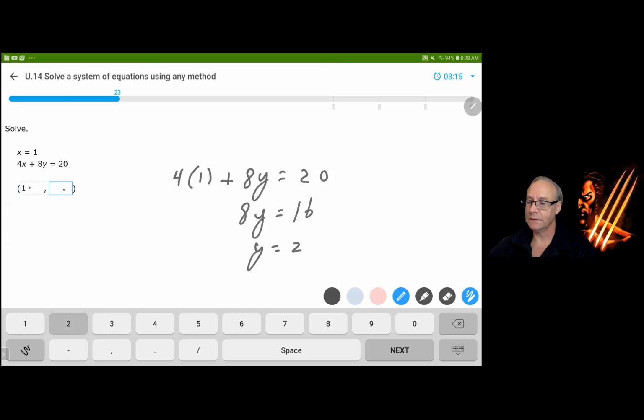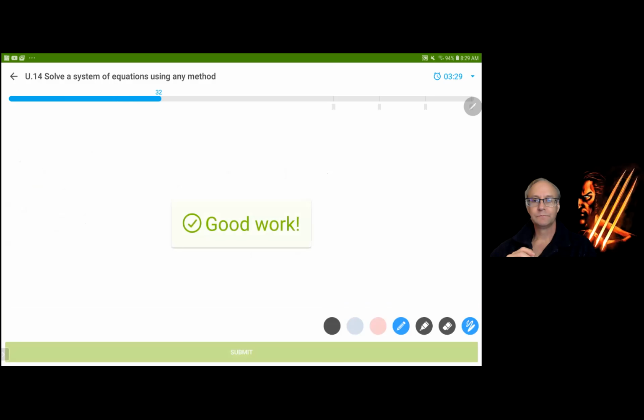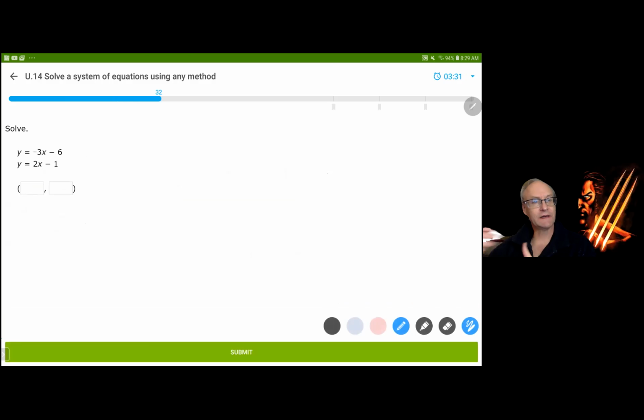So y is 2. And it's a good idea to test it. 1 times 4 is 4. And 8 times 2 is 16. And of course, that is 20. I was just testing my second equation. It only takes a few seconds to test, so it's always a good idea.